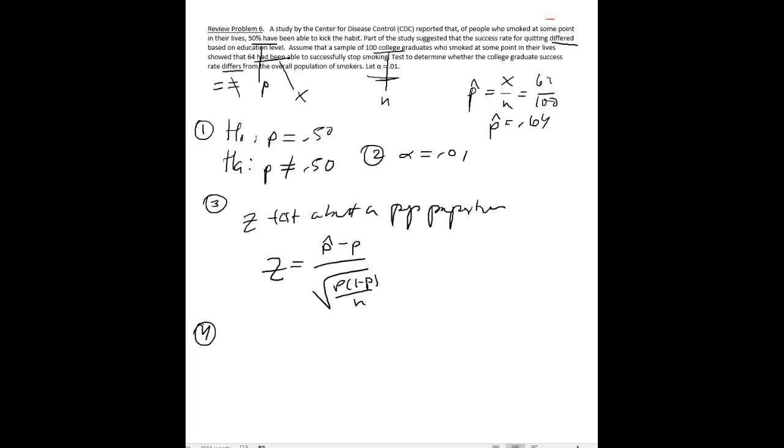Okay, and then 4 is draw a picture and find our critical value. So what kind of picture is this? This is going to be a Z-curve, because this is the type of distribution we're working with. How many tails is it going to have? It's going to have 2 tails, because this is an equals, not equals scenario. How big are those tails going to be? Well, because it's 2 tails, we have to split our alpha. So they're going to be 0.005.